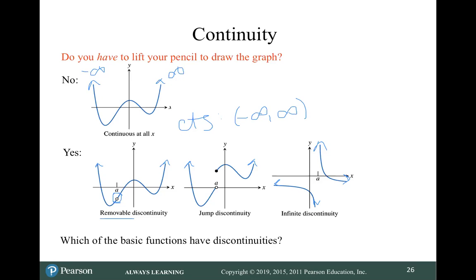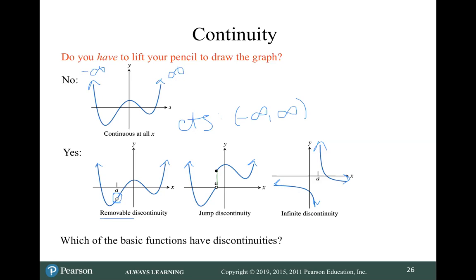If I have to draw a segment in order to connect my 2 sides, and let me actually use a different color here, if I have to draw a segment in order to connect those 2 sides, that is a jump discontinuity. There we go. That is a jump discontinuity.